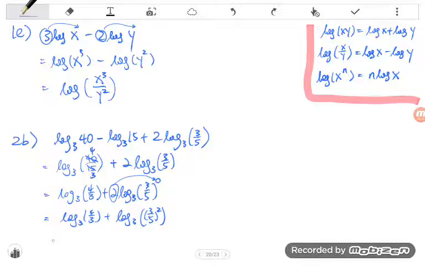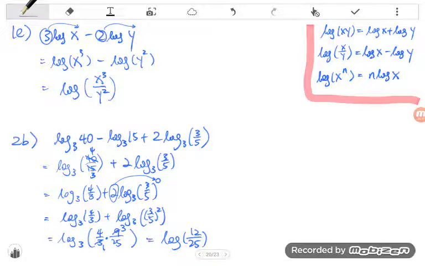So now this becomes log, oh sorry, this becomes 4 over 3 multiplying 3 over 5 squared, which gives us 9 over 25. And we can simplify this, so I will get log 12 over 25.